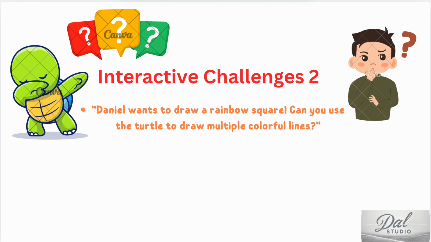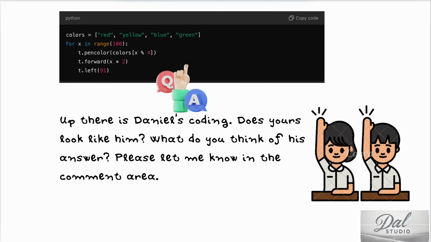Daniel wants to draw a rainbow square. Can you use the turtle to draw multiple colorful lines? Up there is Daniel's coding. Does yours look like his?